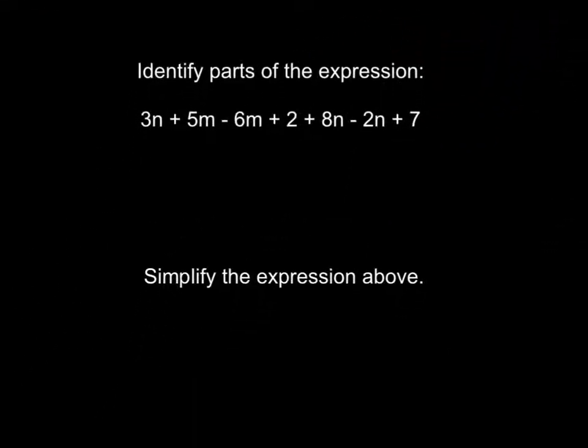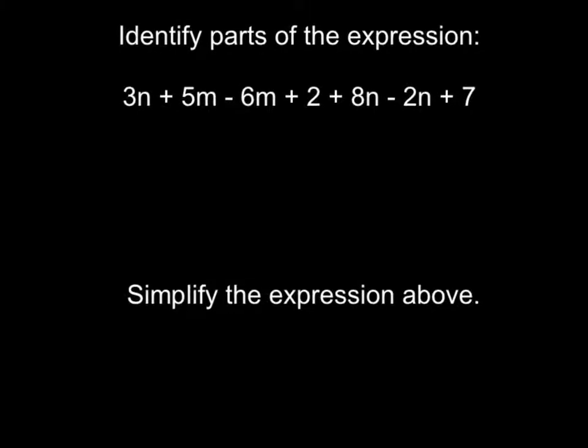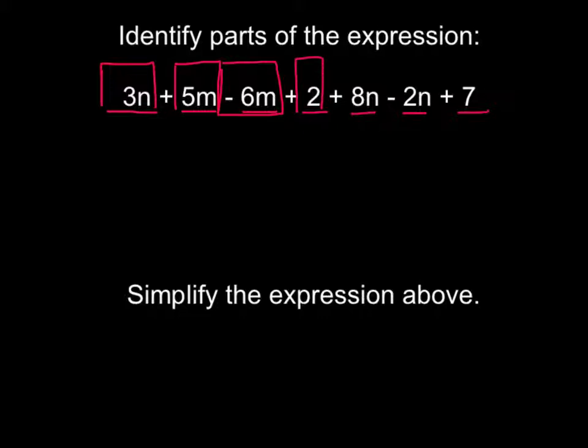So, here we go. Let's try this. Identify parts of the expression. So first things first, let's find our terms. Here's a term, here's a term, and so on. So in all reality, we have 3n as a term, 5m as a term, and I'm going to take this whole thing, negative 6m is a term. 2 is a term, 8 is a term, negative 2n is a term, and 7.